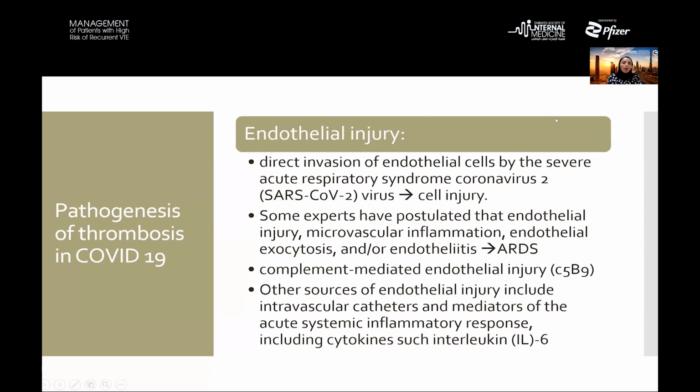Basically, we have the Virchow triad as in all thrombosis. Most of the thrombosis, we know, we have the Virchow triad. First, we have endothelial injury, stasis, and hypercoagulability. And these all contribute to thrombosis. Now, in COVID-19, they found out that the virus itself, the SARS-CoV-2, does a direct invasion into the endothelial cells, especially in the lung, and causes cell injury.